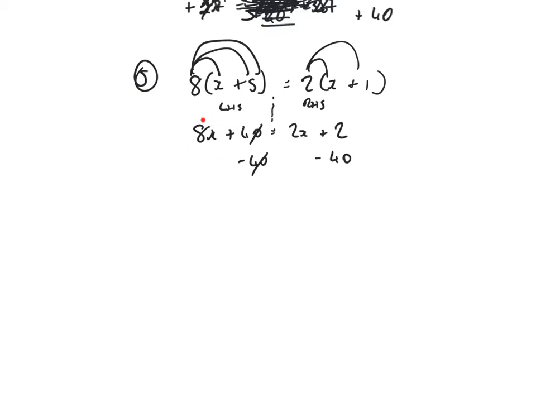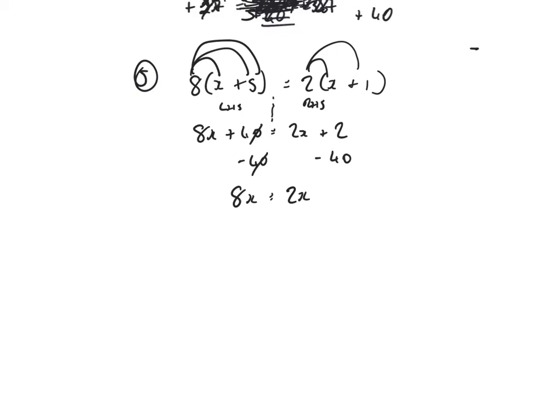Well, these two cancel out. I'm only left with 8x. What about the right hand side? I'll still get 2x, and then I've got 2 minus 40. Okay, so I need to take care of that. So 2 take away 40.